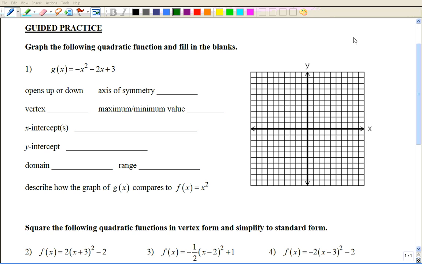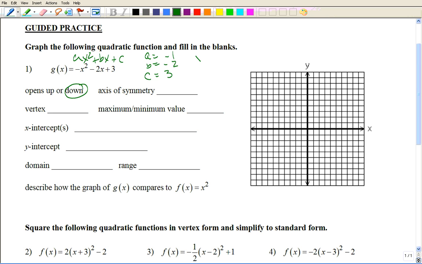So we need to figure out, first of all, does it open up or down? Before I get started, I'm going to list out a equals, b equals, and c equals. Remember, this is ax squared plus bx plus c. So that means a is negative 1, b is negative 2, and c is 3. So does this open up or down? Well, we have to look at the value of a, and since a is negative, it opens down.